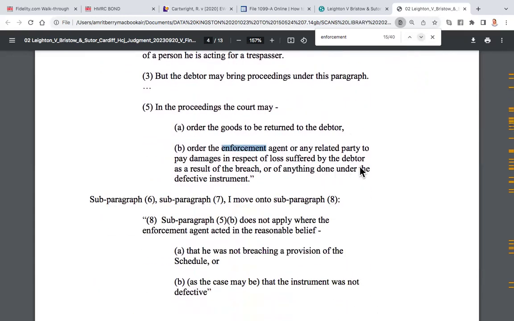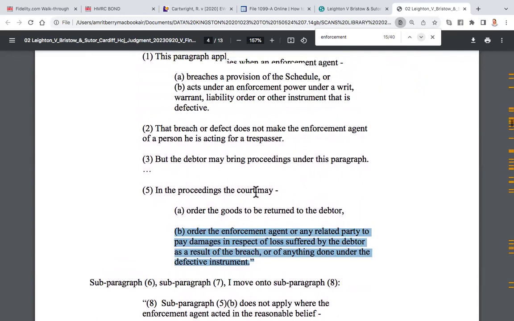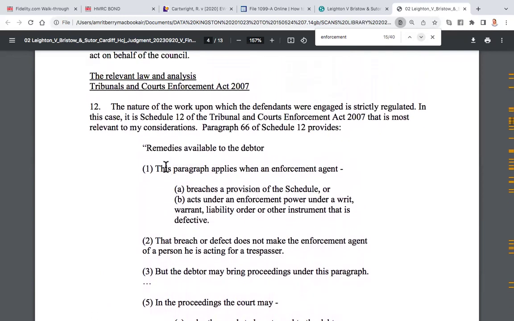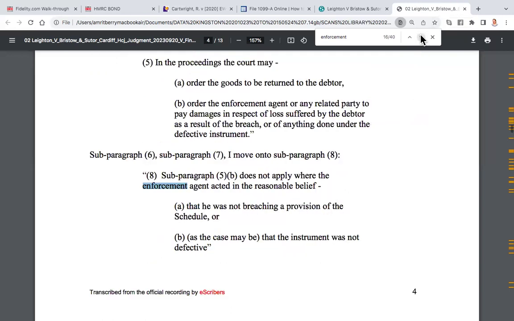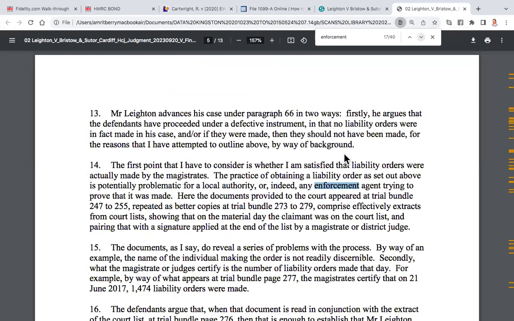Loss suffered by the debtor as a result of the breach or of anything done under the defective instrument. There you go. That's the one that we need to get our damages sorted. What is that? Remedies available to the debtor, Schedule 12, paragraph 66. So that's the one we need to go for. Enforcement.